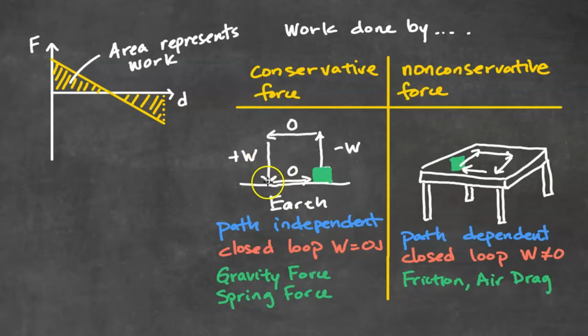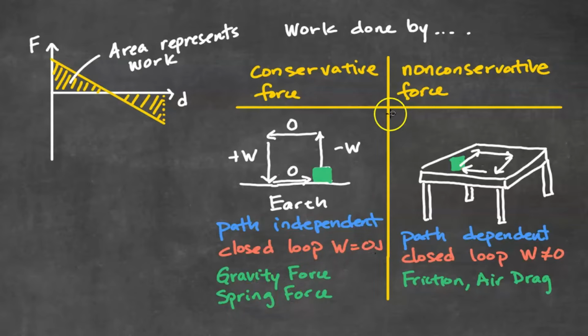And furthermore, if I move the box up, left, down, and back to the right, back to its initial state, we call this a closed loop. The net work done on the object, the net work done by the gravity force, is going to be 0. Another example of a conservative force would be a spring force.